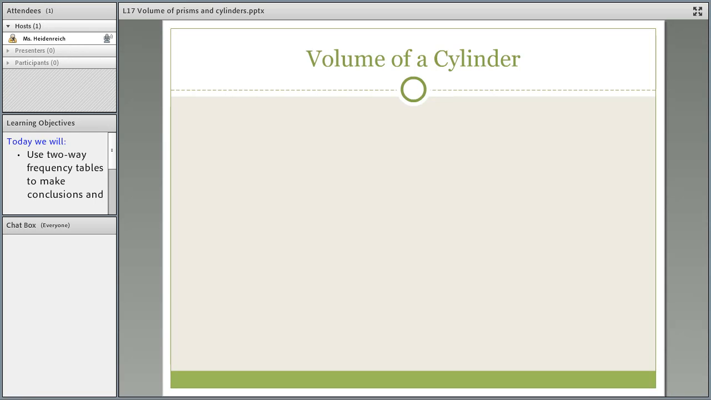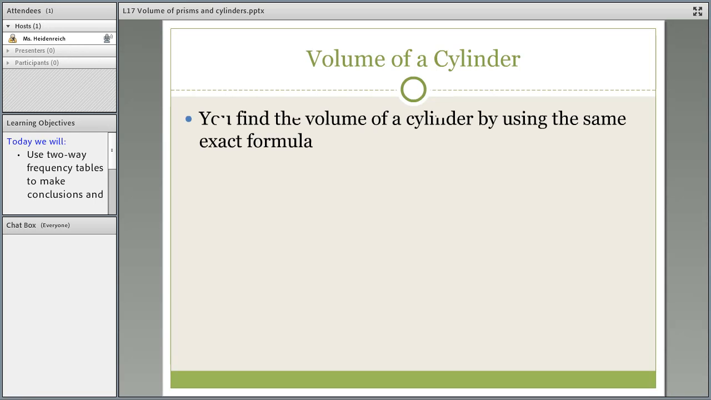Okay, we're moving on to our last topic of the day, which is volume of a cylinder. And you can actually find the volume of a cylinder by using the same formula that we've been using already today, which is the area of the base times the height. But you might be thinking, what's the base of a cylinder?